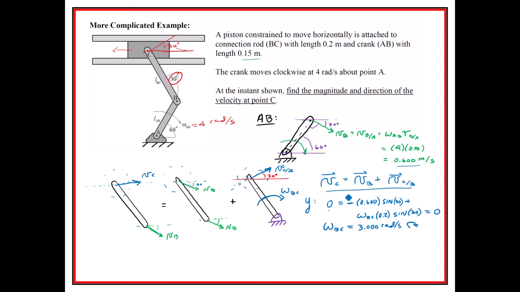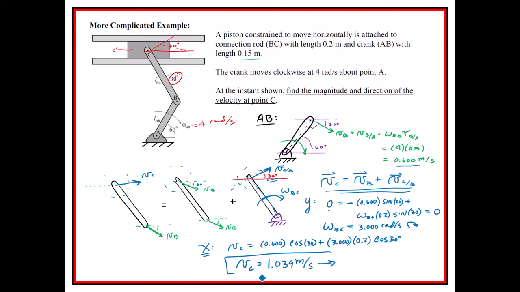So now we continue with this equation, and in the x direction we say the velocity of C is equal to the velocity of B, which is 0.600, times the cosine of 30 degrees, plus, you can see it up here, that 3.00 radians per second times the distance right here, which is the 0.2 meters, and again times the cosine of 30 degrees. And that's because of this 30 degrees right here. And we're able to find VC is equal to 1.039 meters per second. And I do believe the question was asking for this as well.